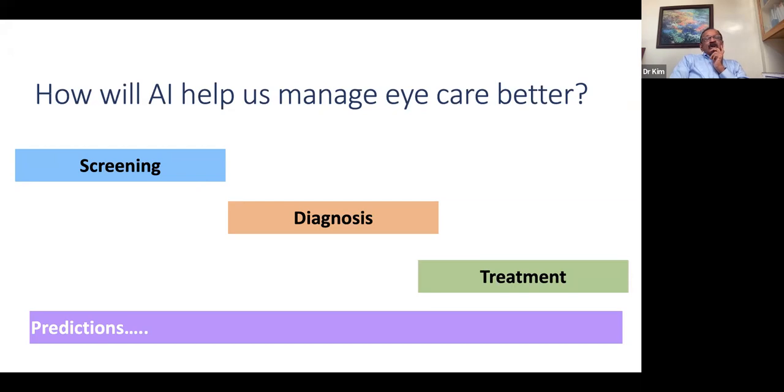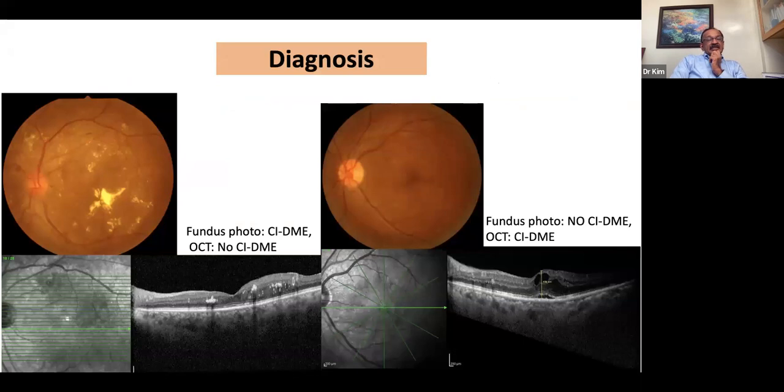So in future, how will AI help us manage eye care better? It is not just screening as in diabetic retinopathy or soon in glaucoma and other conditions. Even in diagnosis, like now we can, looking at the fundus photo, we'll be able to say whether there's a center involving diabetic macular edema without even doing an OCT. And so those algorithms are coming up, and we would soon have just to take the fundus photo, and that will be telling us whether we do or seeing.